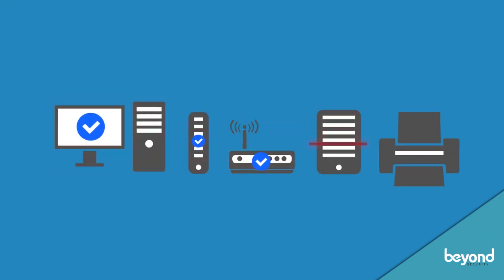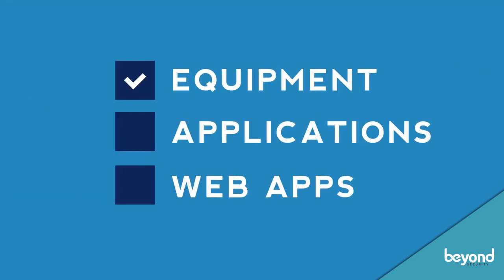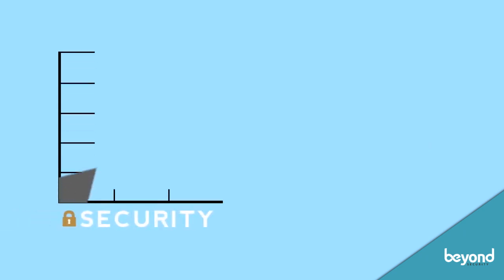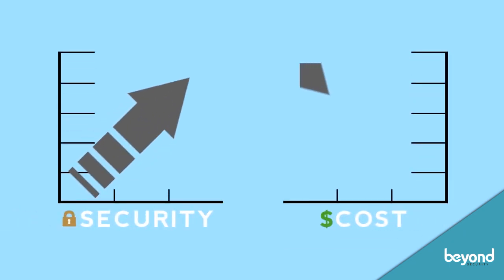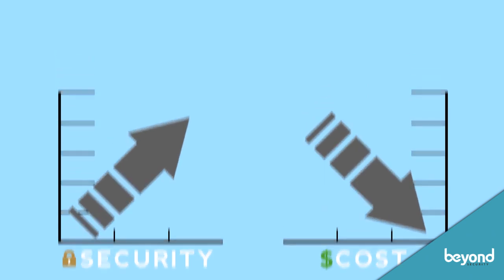beSECURE accurately tests everything on your network, including equipment, applications, and web apps, and provides you with streamlined, actionable remediation guidelines that are designed to get you the fastest possible improvement in network security with the least investment.